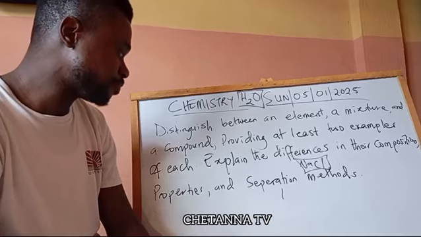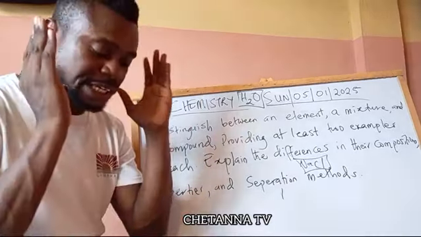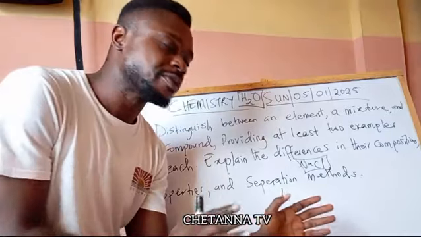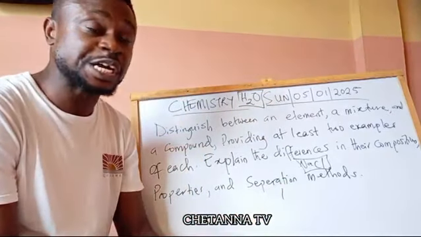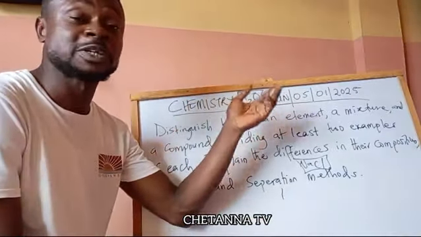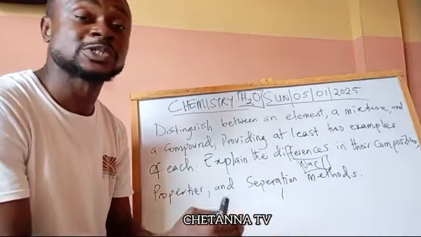So what of a compound? Once a compound is formed, the property is different from the properties of the individual component elements. Look at this. Properties of water is different from properties of hydrogen and properties of oxygen. Properties of sodium chloride is different from properties of sodium and properties of chlorine.